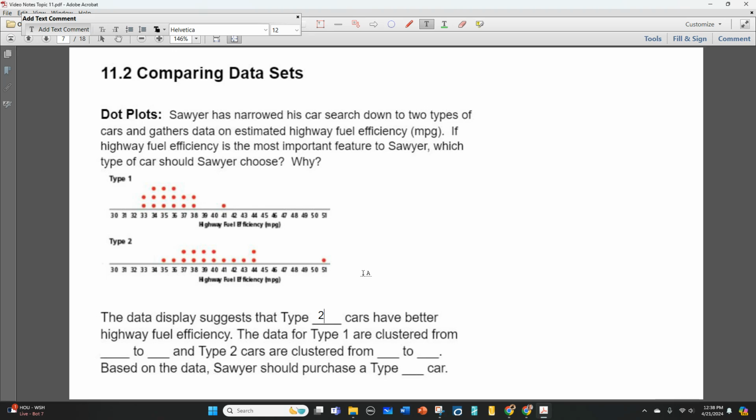The data from type 1 is clustered between about 33 to 38, whereas type 2 is somewhere between 35 or 37 and 44. Okay, so we'll go 35 to 44. So in that case, he wants better highway fuel efficiency, he better get a car from type 2.